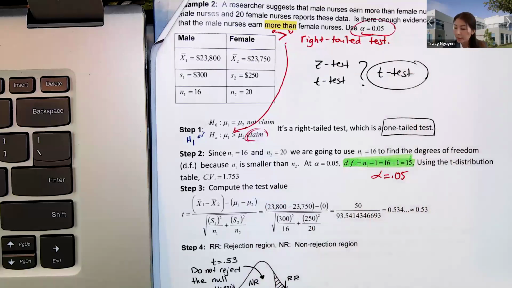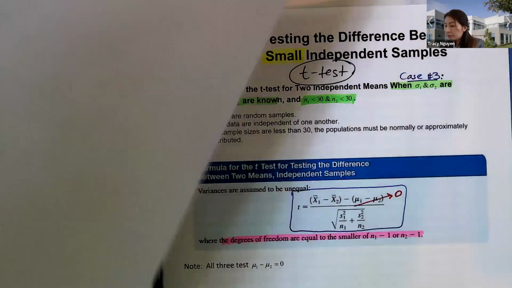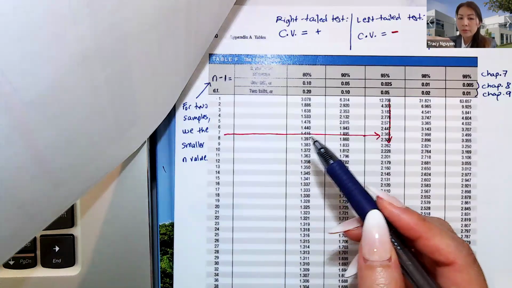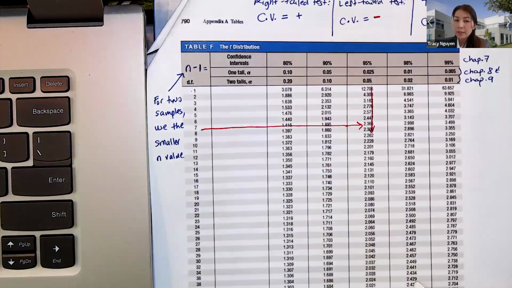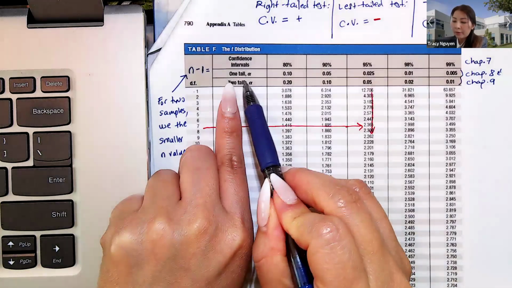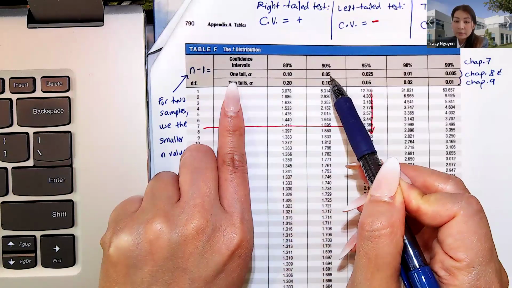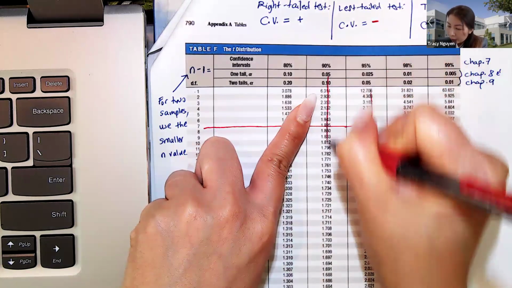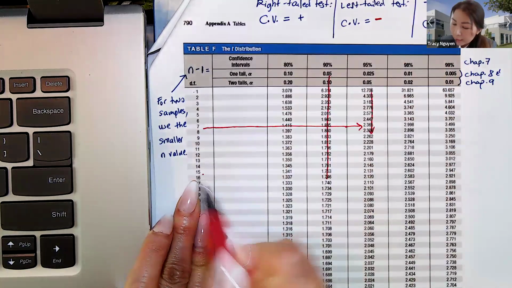Let's verify this from our table. We're going to go to our T distribution table. This time, because it's a right tail test, we're going to read it from one tail alpha, the second row here, and alpha equals to 0.05. Okay, so 0.05, and we're going to go down to the degree of freedom of 15 right here.